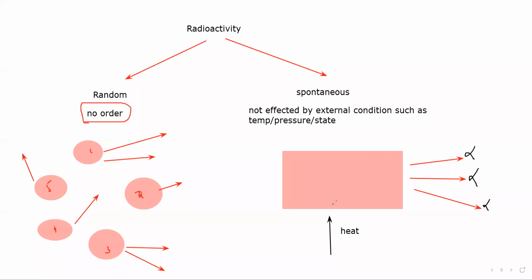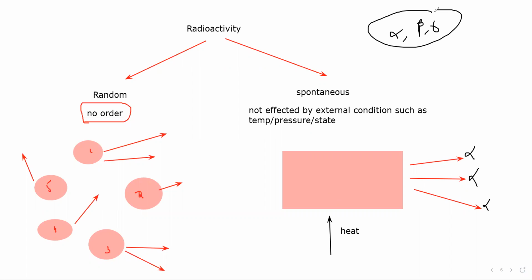Radiation can be of 3 types: alpha, beta, or gamma. It is not affected. The temperature will definitely rise, and the thermal or heat radiation will increase. But radioactive radiation such as alpha, beta, and gamma are not affected by changing the state, the temperature, or the pressure of the substance. So radioactivity is random and spontaneous.